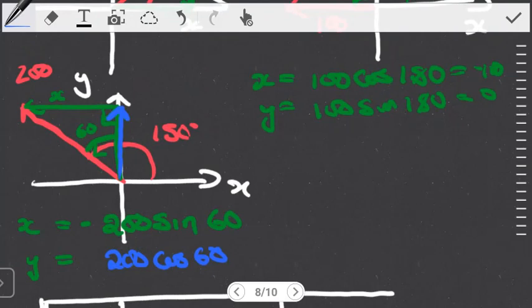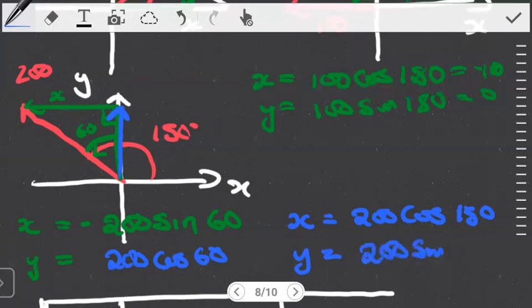For learning's sake, let's also look at how the other method would have gone. For the x component with the other method, it's a memorized thing. Cos gives you the x component, so it's 200 cos the angle measured from the positive x. The angle measured from the positive x is all the way from here until you reach the vector, meaning the angle you're using is 150. And then, of course, for the y component you're using sine. So it's 200 sine the angle, again measured from positive x anti-clockwise.